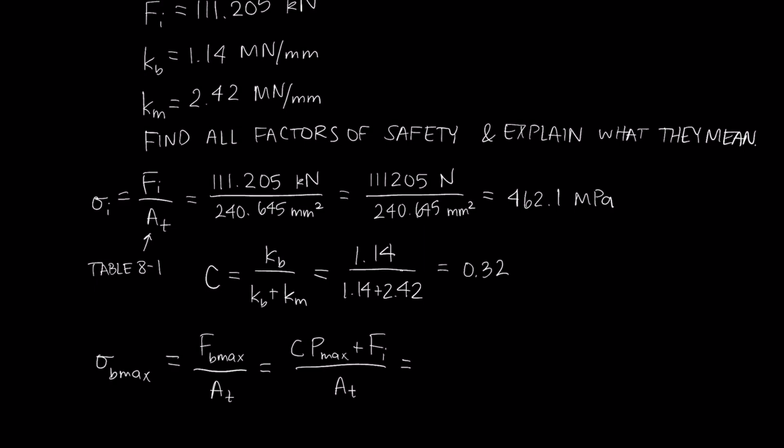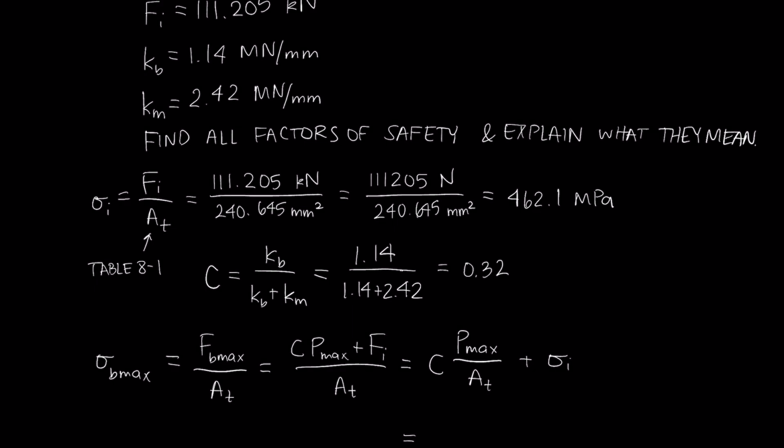This is a slightly different way to get to the alternating and mean stresses than what I showed before, but I want to find the maximum stress so that I can find my static factors of safety. Let's simplify this a little bit. Just to make our lives easier, we can say that this is C times P max over the tensile stress area plus sigma_i. I'm doing that because I already know what sigma_i is.